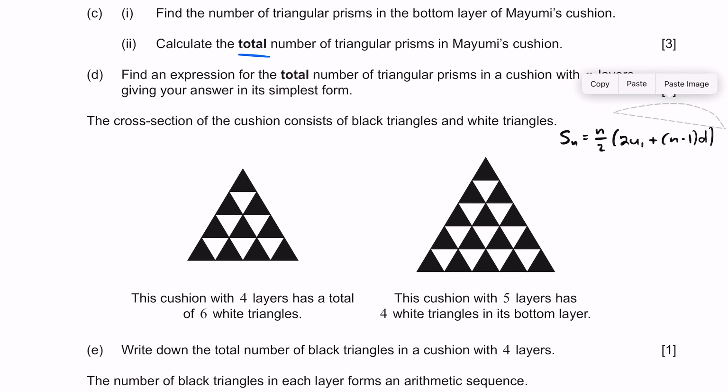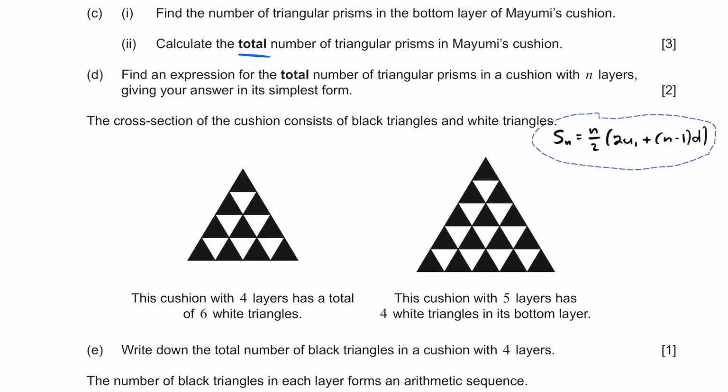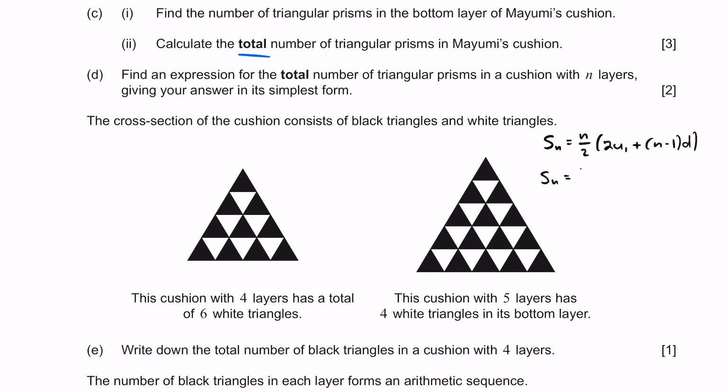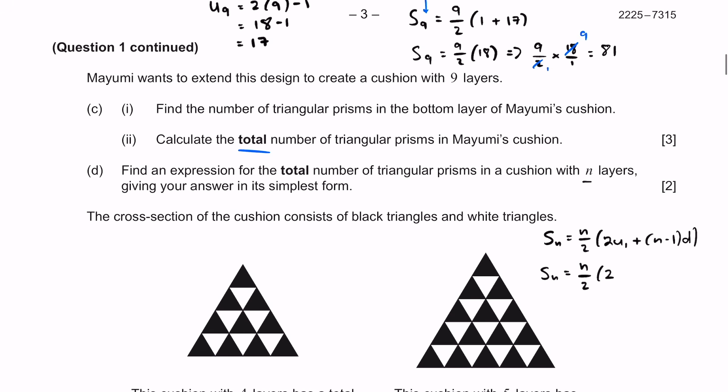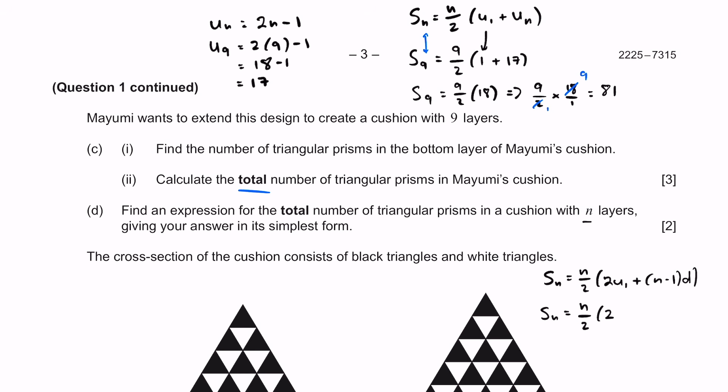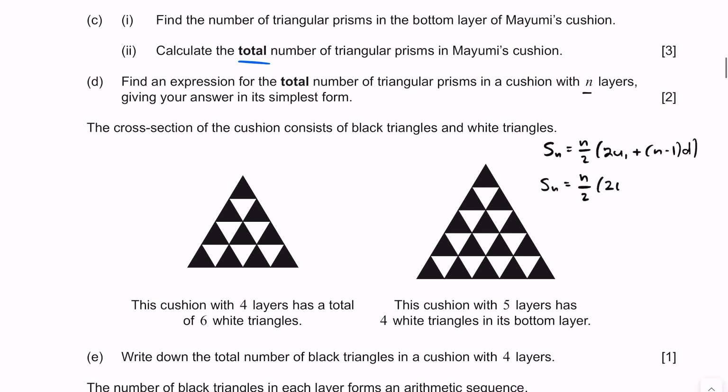I'm actually going to move this over just because I'm running out of space a little. Okay, so now we want to generalize this for n. So Sn is equal to, we don't know what n is, it's going to be in terms of n, so we can leave the n as an unknown. n over 2 times 2u1. We do know what u1 is. u1, once again, was equal to 1. It's the number of triangles in the first row. Plus n minus 1, again we don't know n, and then this is times d, the common difference, which was 2.